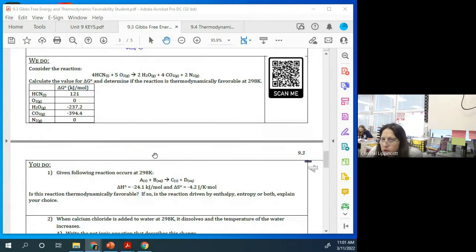Value for delta G here. All right, so we've got to figure out our values. We've got our delta G, and we've got to figure that out for our products, and then subtract the delta G values of our reactants. So we're going to figure out our products first. We have 2 H2O, so that's 2 times negative 237.2. I've got 4 times negative 394.4. And my nitrogen is 0.